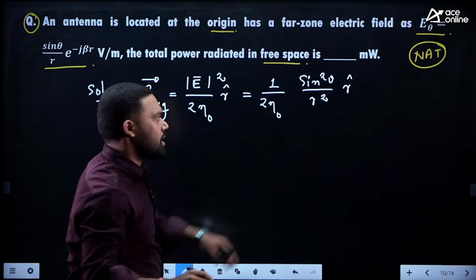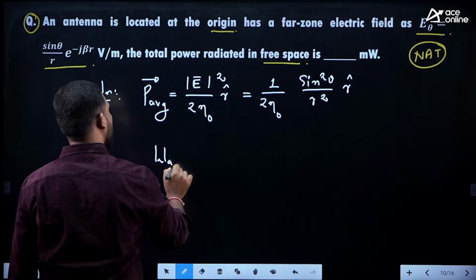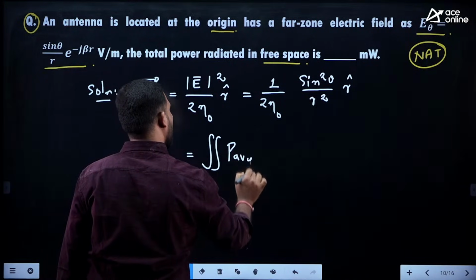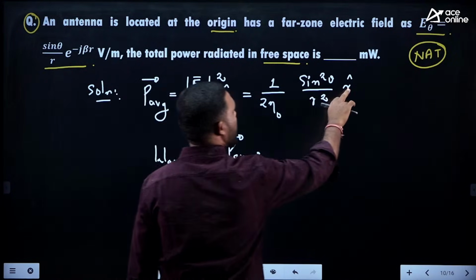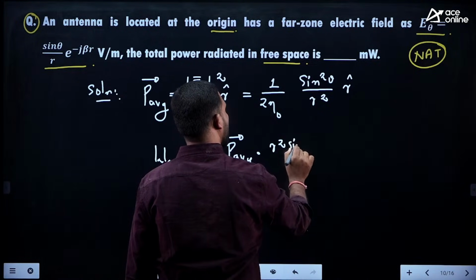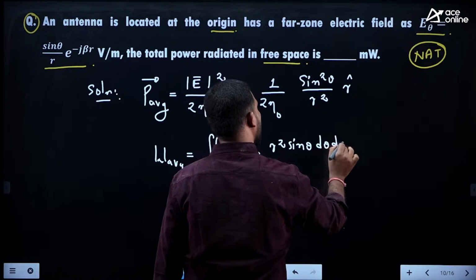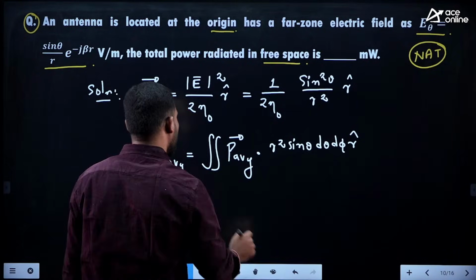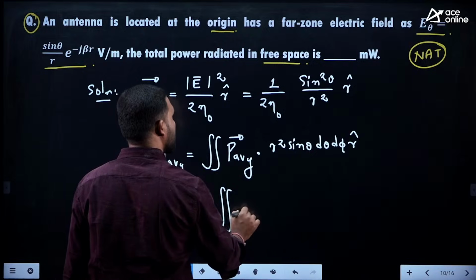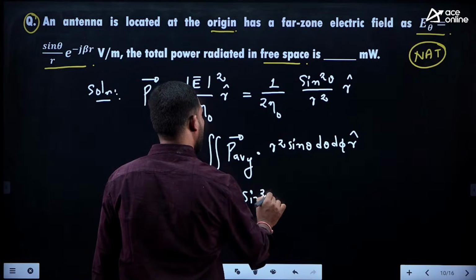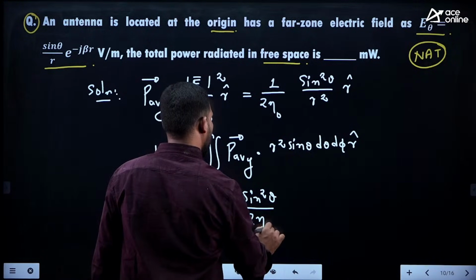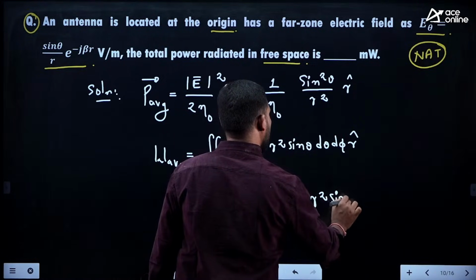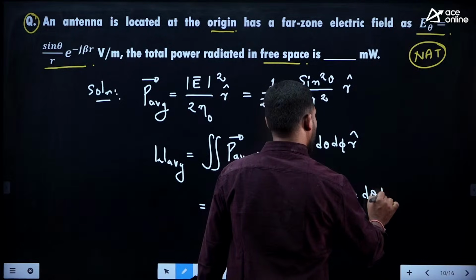This is the power density, but we need the total power W average. W average is equal to the closed surface integral of P average. This is having only r component. So you are going to get differential area r square sin theta d theta d phi r cap. Okay, that is in the theta phi plane. Just substitute here. So this is sin square theta divided by 2 into eta naught into r square into r cap dot r square sin theta d theta d phi r cap.